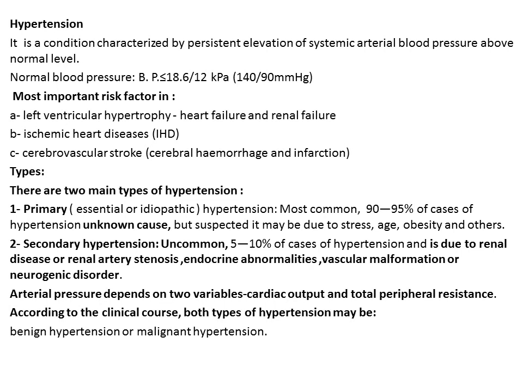Systemic hypertension is defined as increase of systemic arterial blood pressure above the normal level. There are two main types of systemic hypertension: primary and secondary. Primary type is the most common type and the cause is unknown.